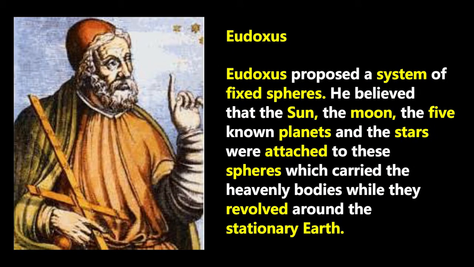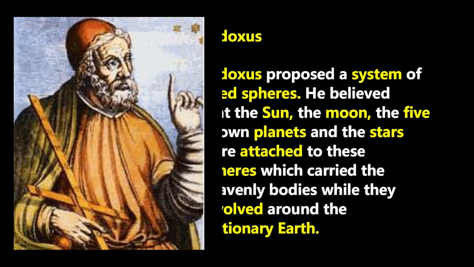Second, Eudoxus. Eudoxus proposed a system of fixed spheres. He believed that the sun, the moon, the five known planets, and the stars were attached to these spheres, which carried the heavenly bodies while they revolve around the stationary Earth.